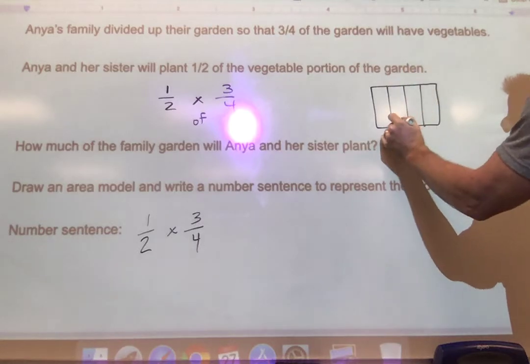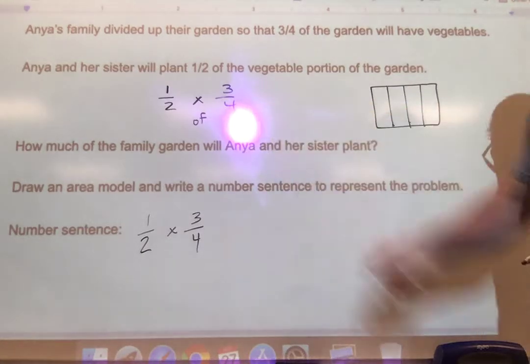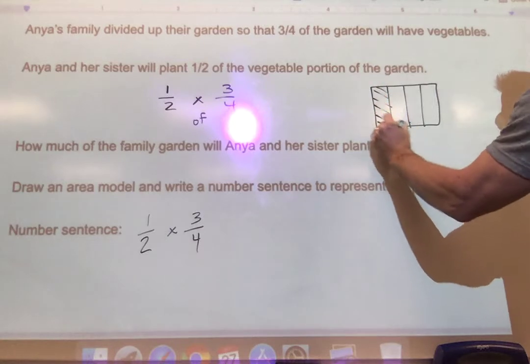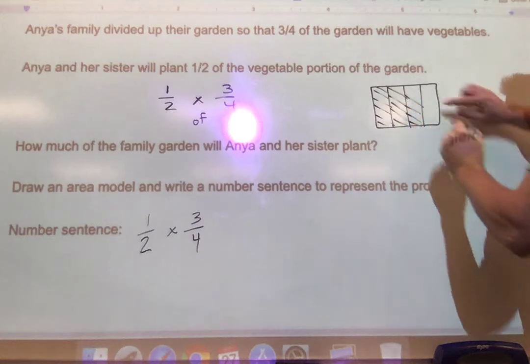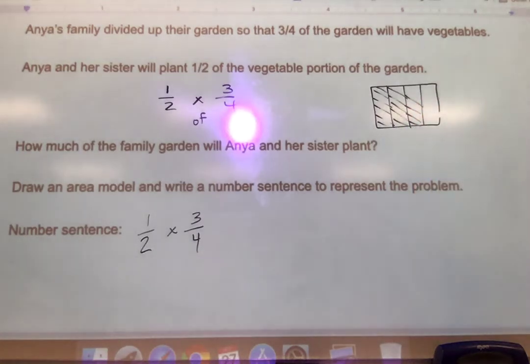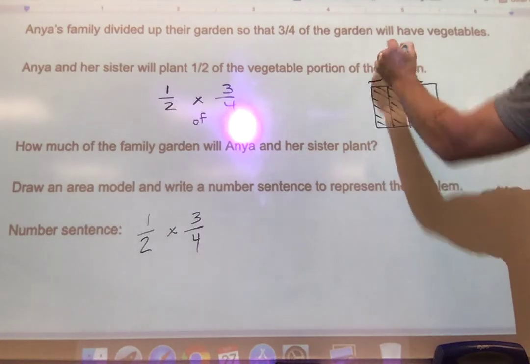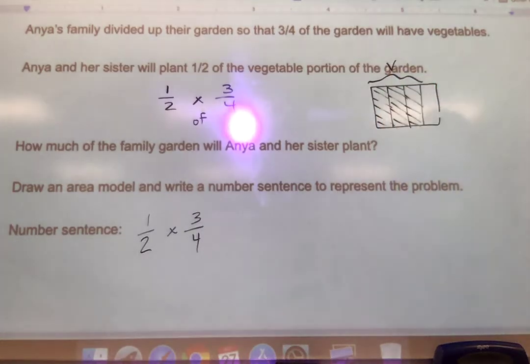in this area. And right now I've got 4 parts, and my job is to shade 3/4 of them because that's going to be the vegetable. So I'm going to shade it this way. And that part that's shaded right now, that represents the vegetables. So right now, I can say that is my vegetables that are in here right now that's shaded. Okay, and I know Anya and her sister get to plant half of those. So now what I want to do is cut that in half, go in the other direction.